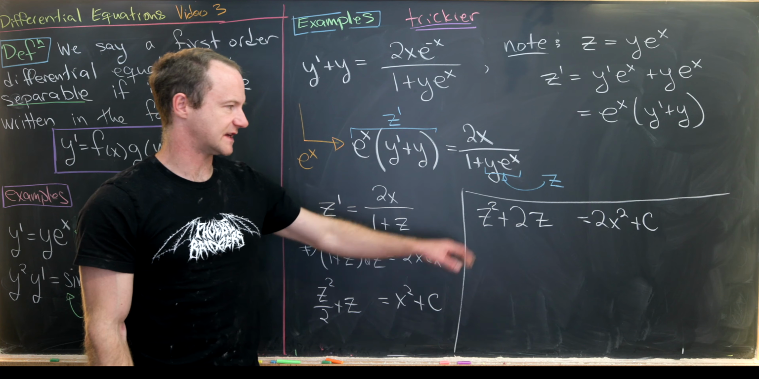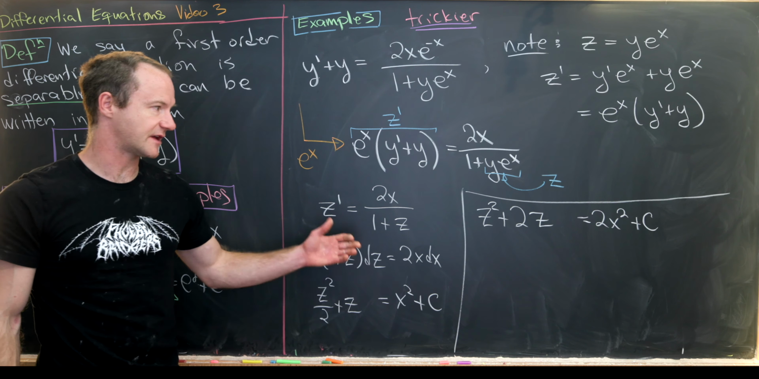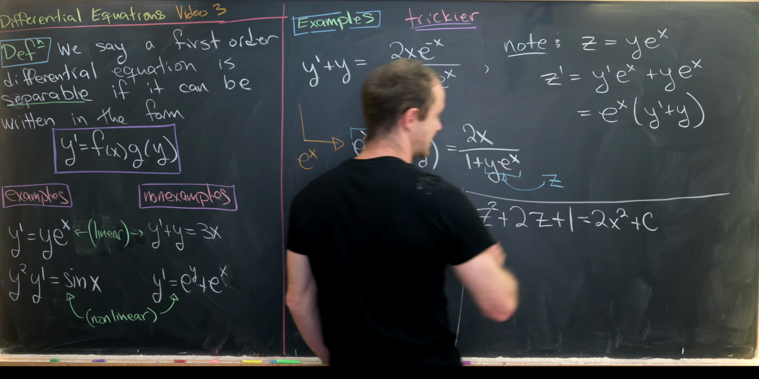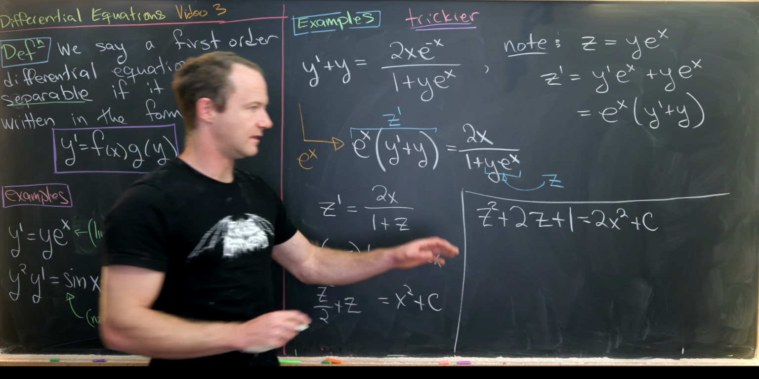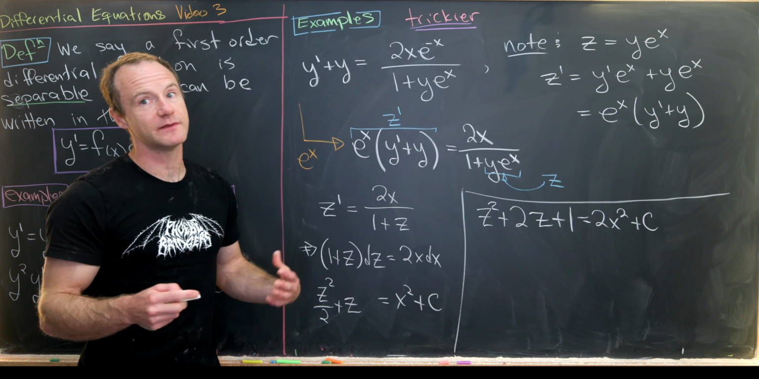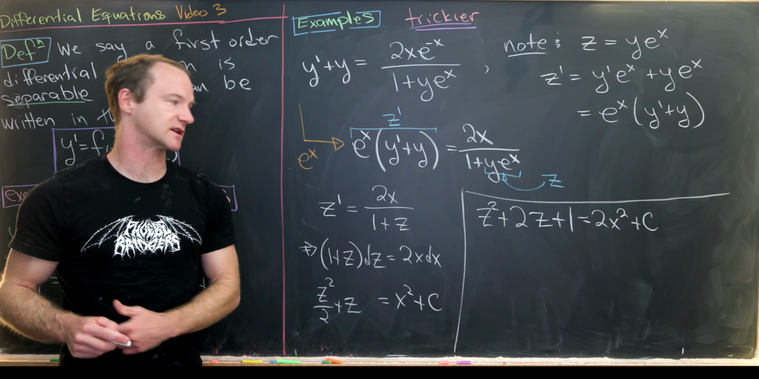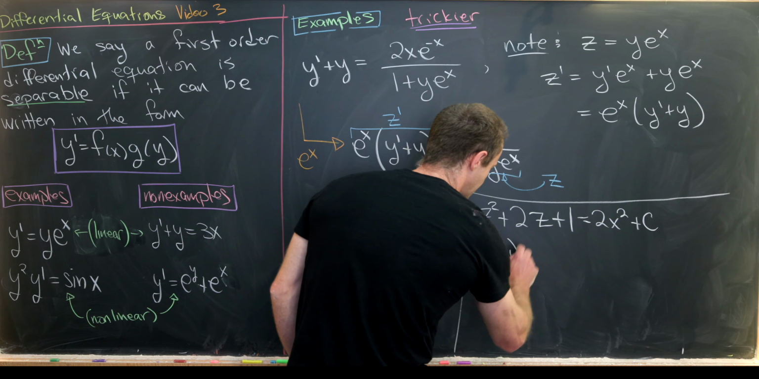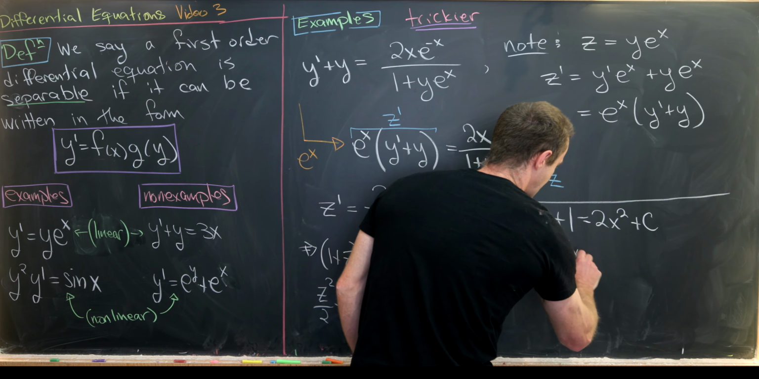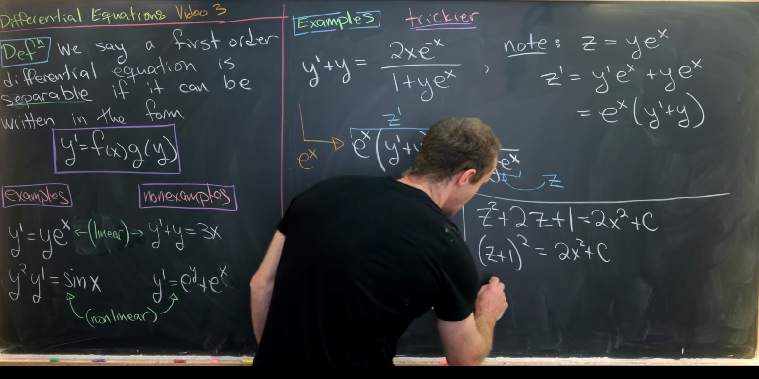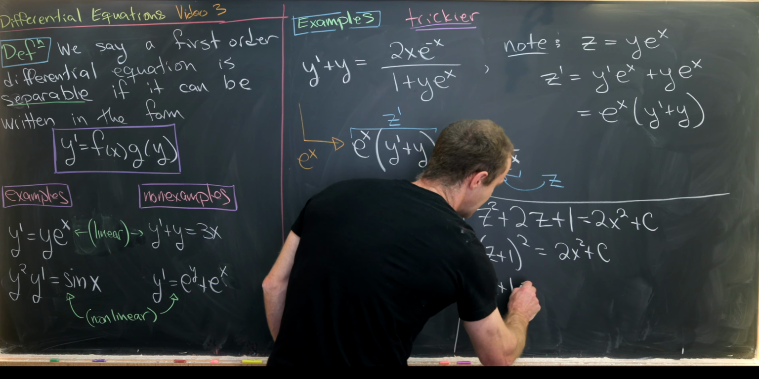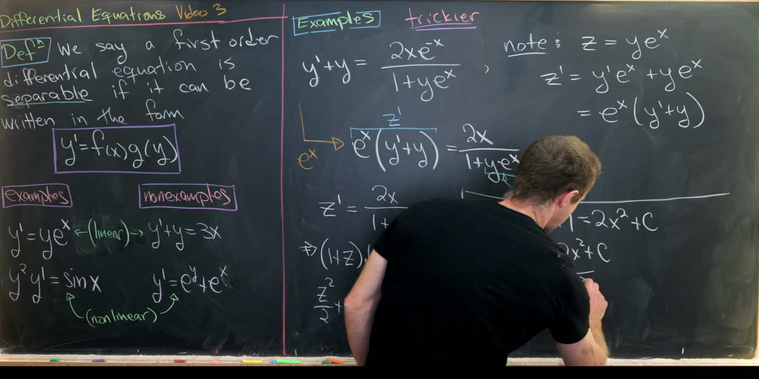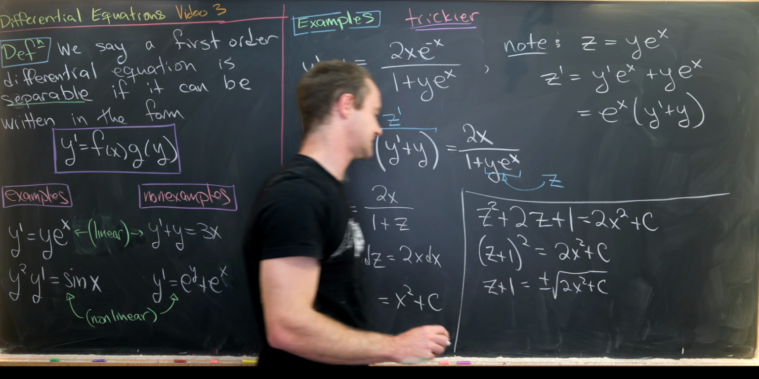But look at this left-hand side. It's almost like the square has almost been completed. In fact, if we add 1 here, then we can factor that. And then we'll need to add 1 to the right-hand side. But you guessed it, we're going to absorb it into the constant again. But now factor this and we get z plus 1 quantity squared equals 2x squared plus a constant, which means z plus 1 equals plus or minus the square root of 2x squared plus that constant.